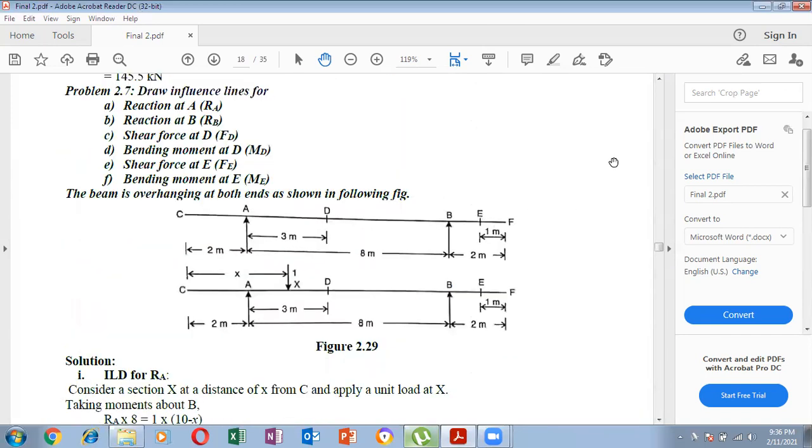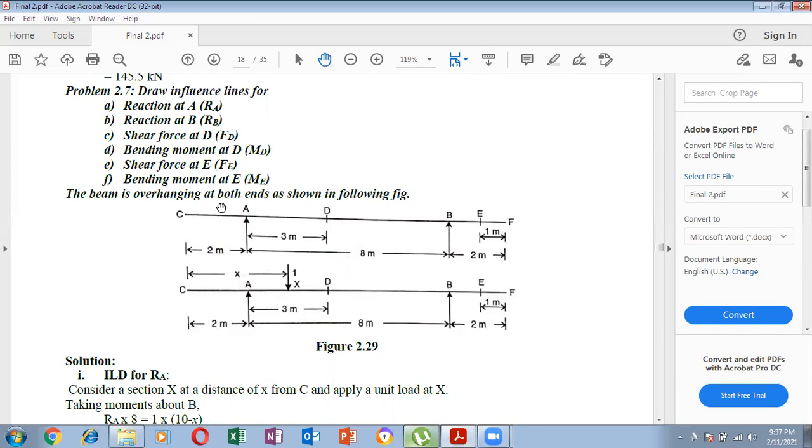So note down this sum. Draw influence lines for reaction at A, that is RA, reaction at B, that is RB, shear force at D, FD, bending moment at D, MD, shear force at E, FE, and bending moment at E, ME. The beam is overhanging at both ends as shown in the following figure. While deriving, we have seen the overhanging portion on one side. Here the beam is overhanging on both sides.